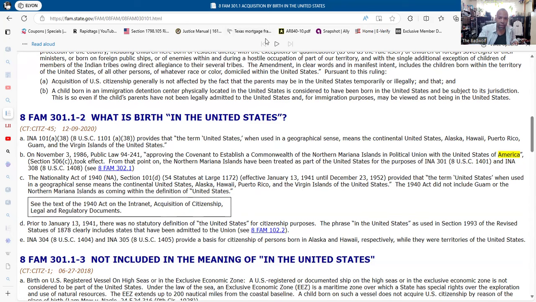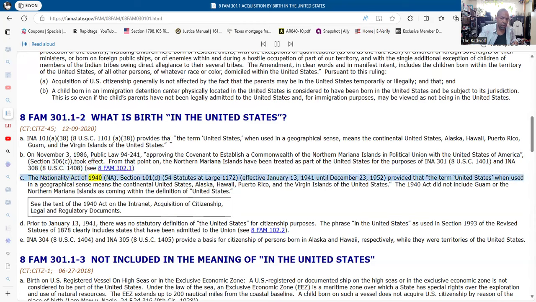Let's keep going. It gets a little bit better. America, Section 506C, took effect. From that point on, the Northern Mariana Islands have been treated as part of the United States for the purposes of INA 301, 8 U.S.C. 1401, and INA 308, 8 U.S.C. 1408, C8 FAM 302.1. C.